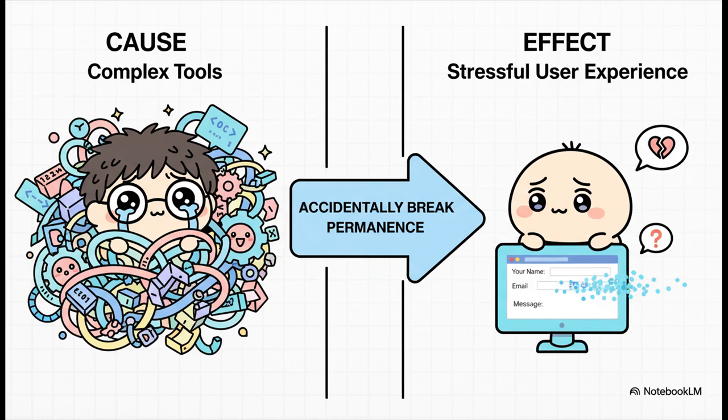This is where it all comes together. All that tooling complexity we talked about, the chaotic state management, the unexpected re-renders, it isn't just a headache for developers. It directly leads to bugs and weird behaviors that shatter the user's sense of permanence. It creates software that feels glitchy, unreliable, and frankly, just stressful to use.